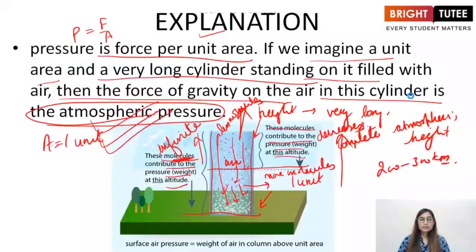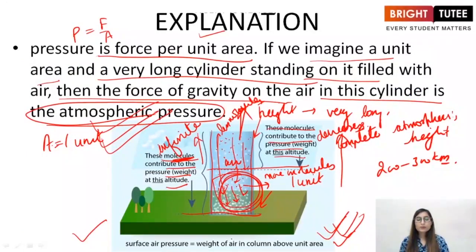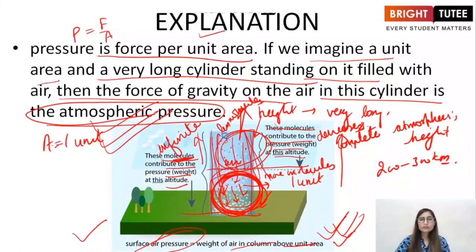Now, basically surface air pressure is equal to the weight of air in the column above a unit area, right? This is the surface, and the air pressure in this area will be the weight of air in the column of unit area. We have to take the weight of this much air for calculating surface air pressure, and this much as well, because we have taken the height very high. We have to count the atmosphere, so the height has to be many hundreds of kilometers. So this is how we measure.